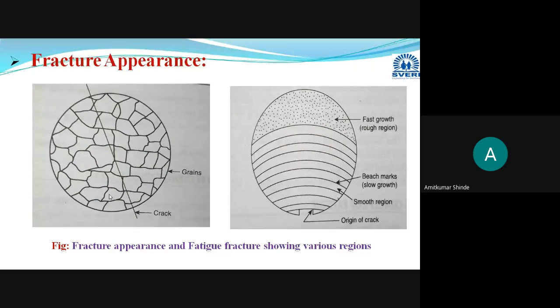So in this way we have completed fatigue testing. Now only one test remains, that is the hardness test, and in that there are different hardness testing methods, which we will start in the next session.